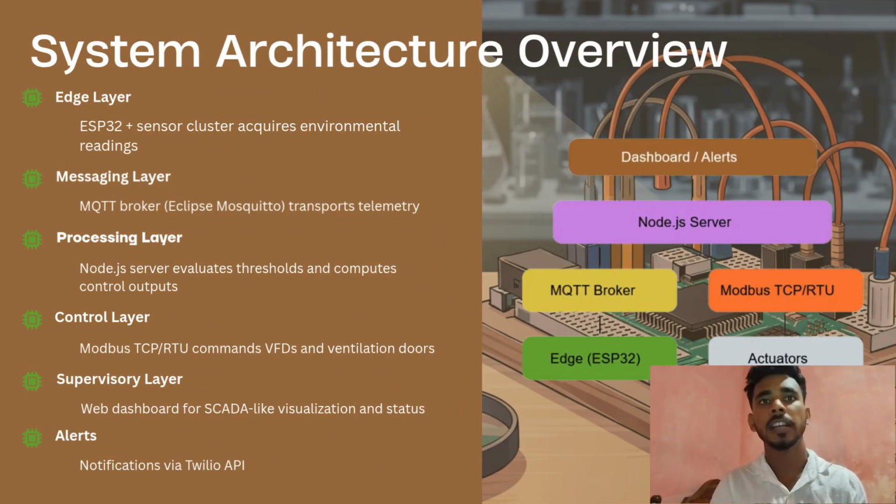Once the sensors collect data, they send it to a central server. We use a protocol called MQTT for this. MQTT is fast and light, so it works well even if the internet is slow. The server runs on this link and looks at all the data.